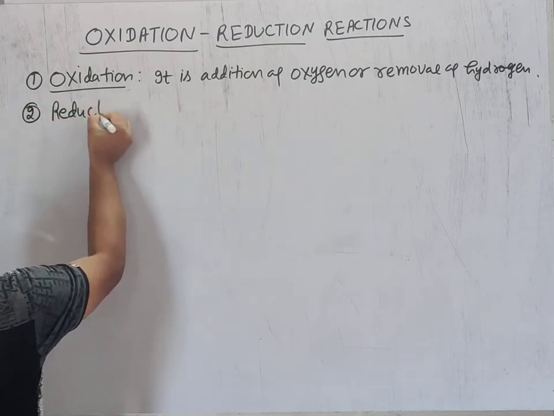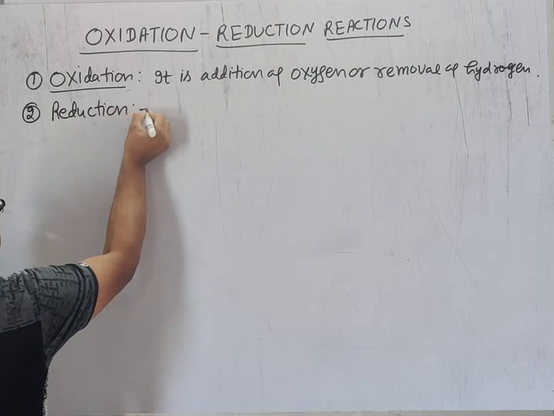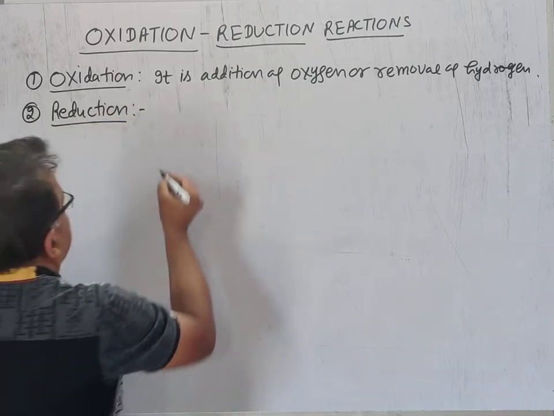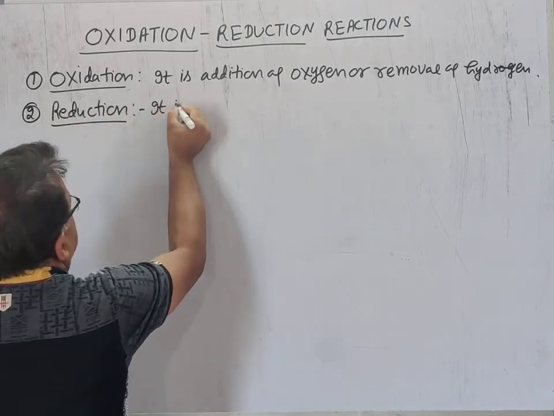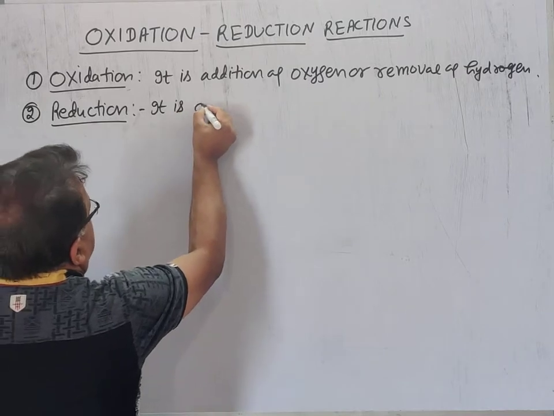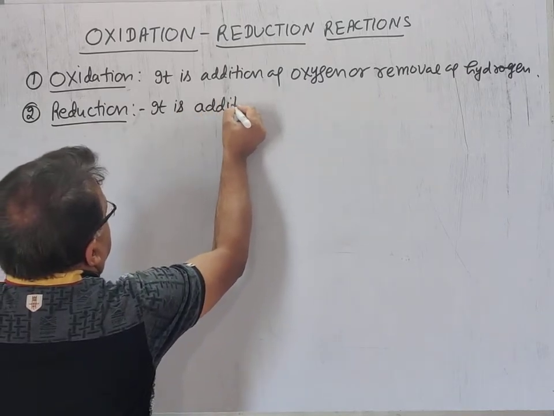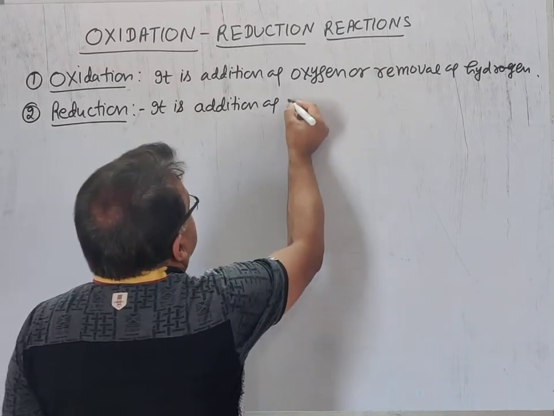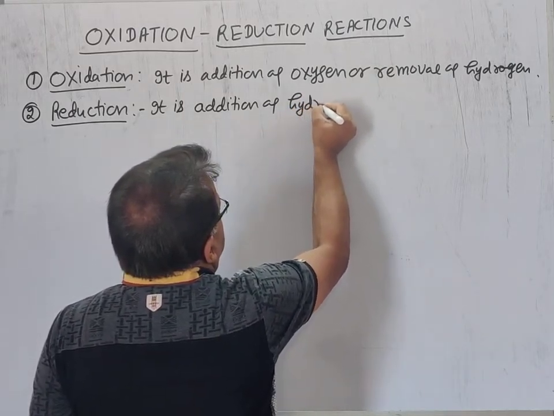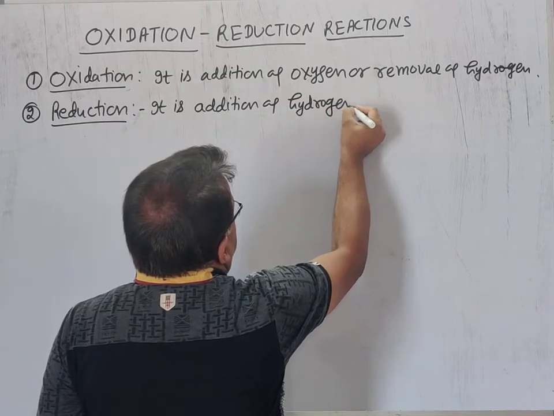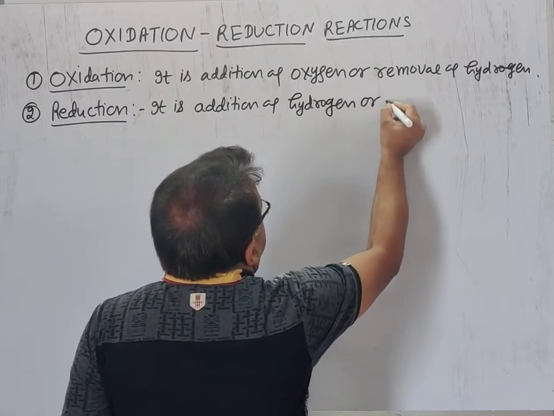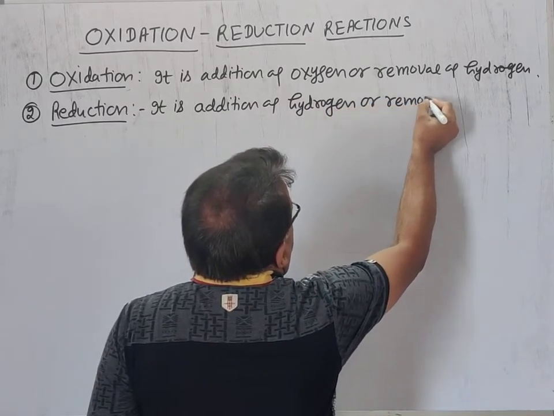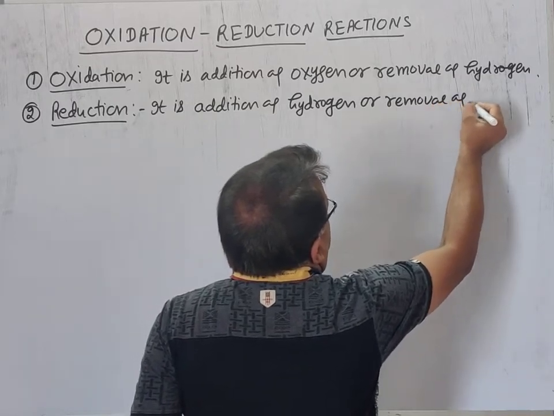Number 2 is reduction. It is addition of hydrogen or removal of oxygen.